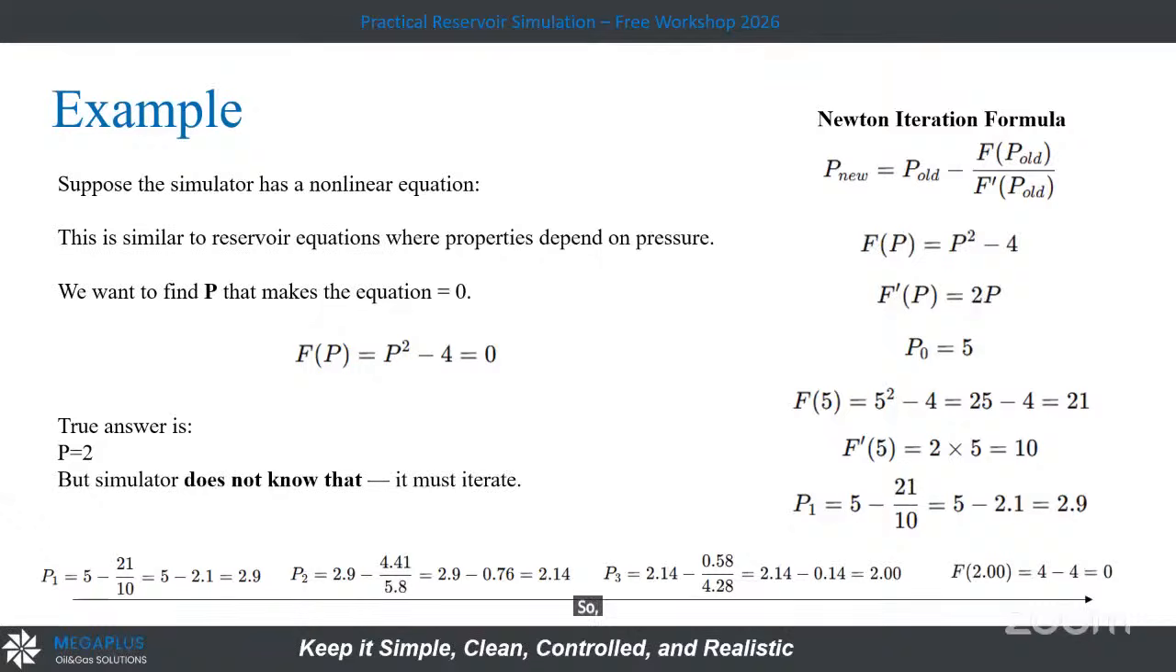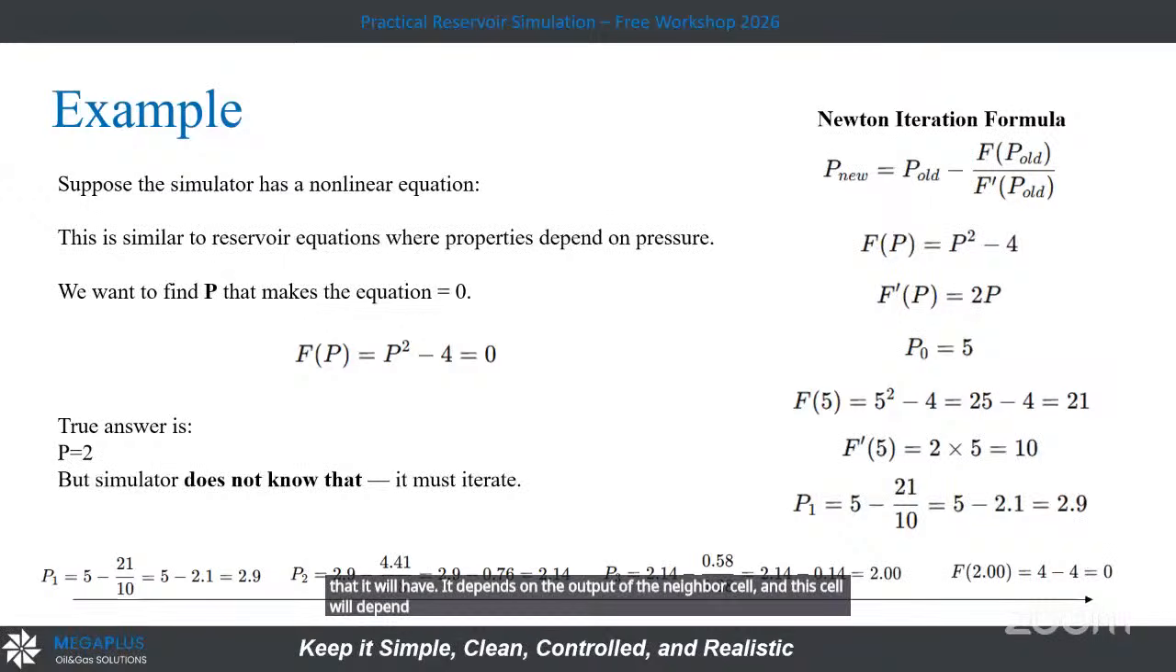So how does the simulator work? It's very simple. If in any equation I have inputs x and y, it will give me an output. But in reservoir simulation, each cell doesn't know the input that it will have. It depends on the output of the neighbor cell, and so on, and this cell's output will in turn feed its neighbors. So the simulator works with something called an iteration formula, and the iteration formula is also very simple.